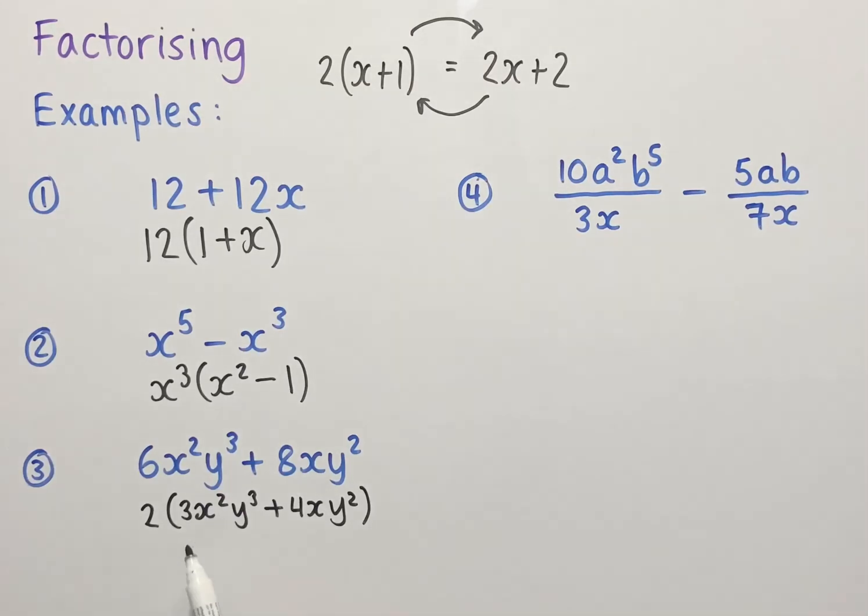And we see that both of these numbers, 3 and 4, don't have any factors in common other than 1. Now we're going to factorize further by looking at the x's. So in the first term here inside the bracket, we've got x squared. In the second term, we've got x.